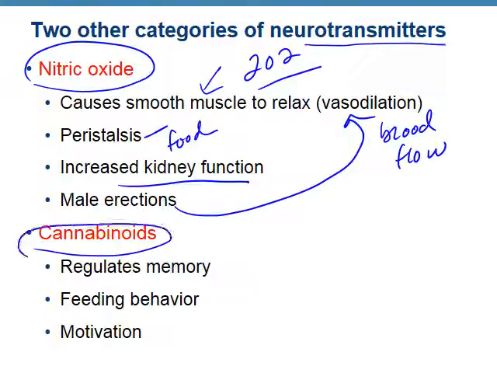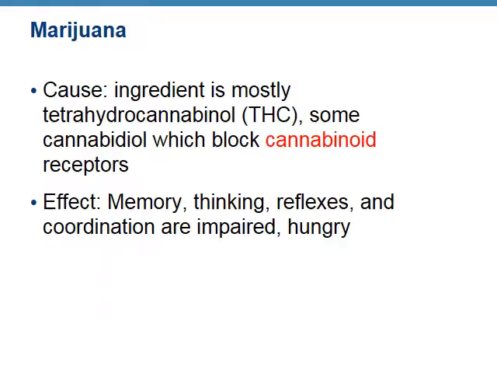And then this last group, cannabinoids, I think they're fascinating because we didn't find out about them really until we started studying THC, or the drug that's in marijuana. So I have a slide coming up in just a second. But we make a group of neurotransmitters, and we call them cannabinoids. They help regulate our memory, our feeding behavior, and our motivation.